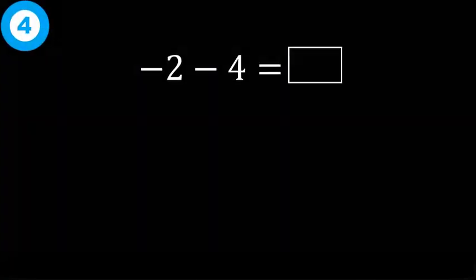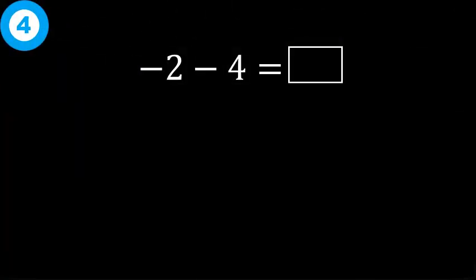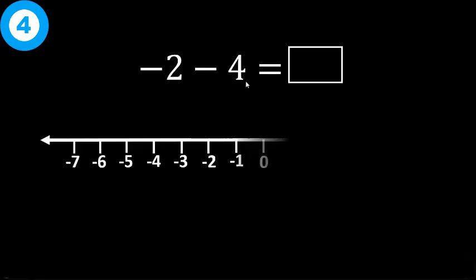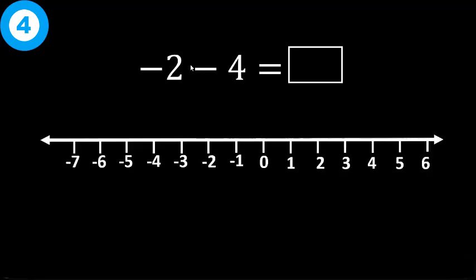Let's move to the next question. Here we have negative 2 minus 4. Let's introduce our number line again, and since we are subtracting 4 from negative 2, once again we are moving towards our left hand side. So from negative 2 that we have here, we simply count or jump 4 times towards our left.